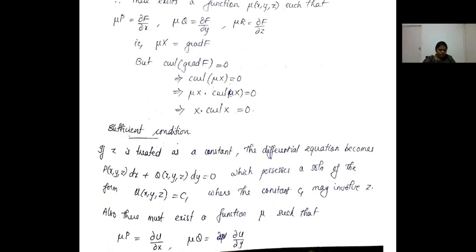Now in the proof, you are given the equation P dx plus Q dy plus R dz equal to 0. Now we need to show that the equation is integrable, provided that you have the condition X dot curl X is equal to 0. So what we have to show is, if X dot curl X is equal to 0, the equation is integrable. The technique of proof that we use, later on you will use the same technique in solving the integral equation.